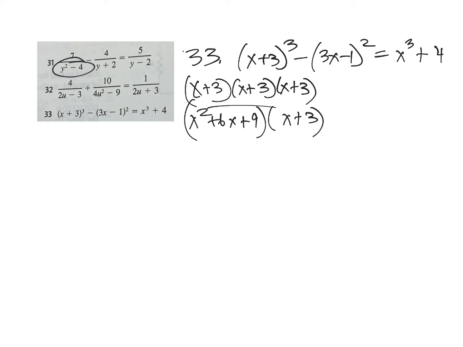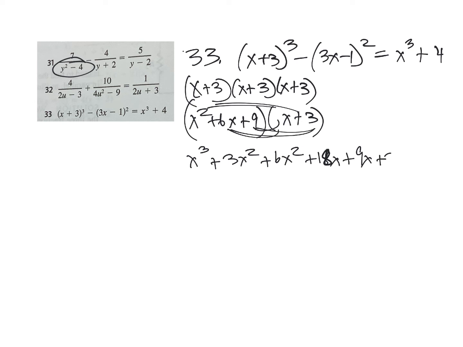All right, so we distribute: x^3 + 3x^2 + 6x^2 + 18x + 9x + 27. And we get x^3 + 9x^2 + 27x + 27.